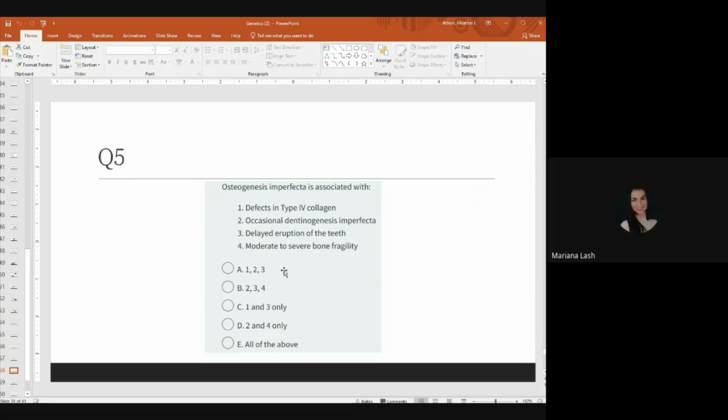It's 1 and okay. I just know that 1 will be like occasional dentinogenesis imperfecta? No. So, what? Maybe all of this.